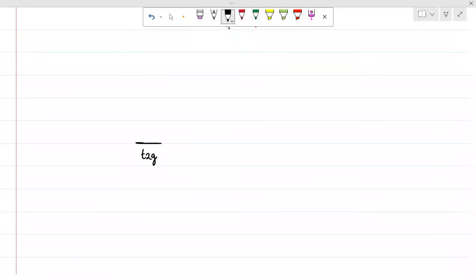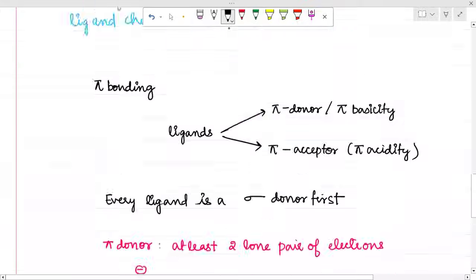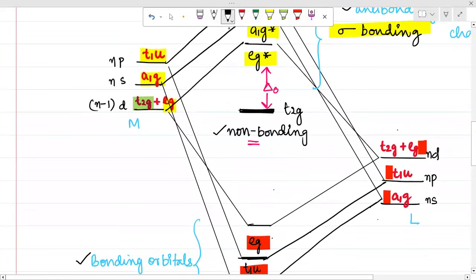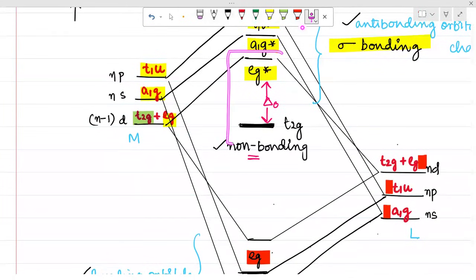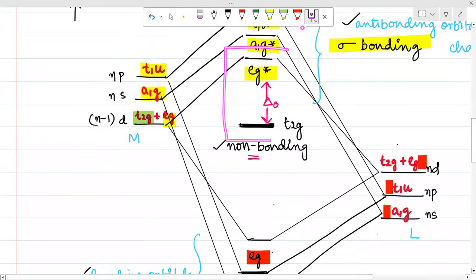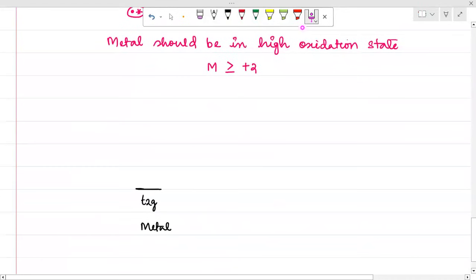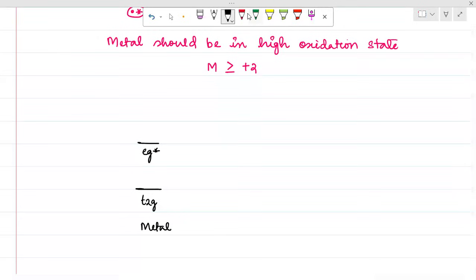Now, this non-bonding T2g of the metal will combine. See the diagram over here. You have T2g and above it you have Eg star. I'm just taking this part of the molecular orbital diagram for the pi bond formation. The gap between these two is the crystal field splitting energy, as we said. So this is the case of sigma bond formation. Now we are going to talk about the pi bond formation.